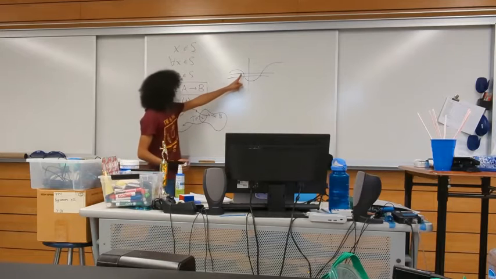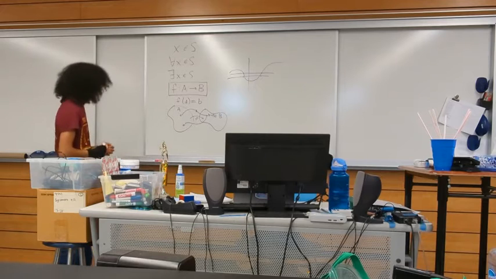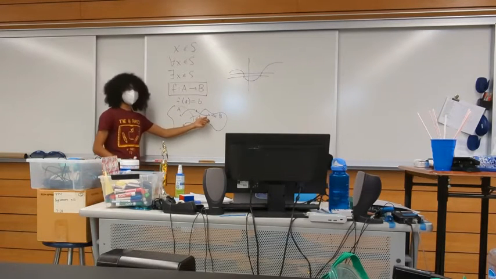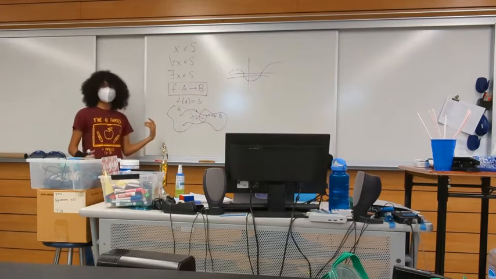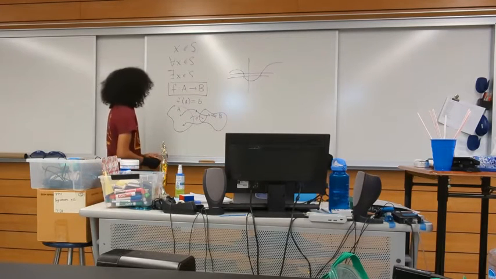So if you want to go back from just this value, you wouldn't know where to go to because you have 2 different inputs. So when we're talking about wanting a function to have a sensible way of going back, you want it to pass the horizontal line test. Okay, so that's something that would be bad.